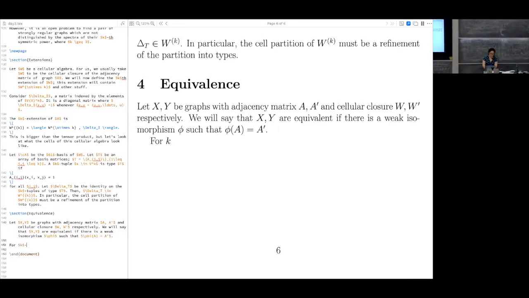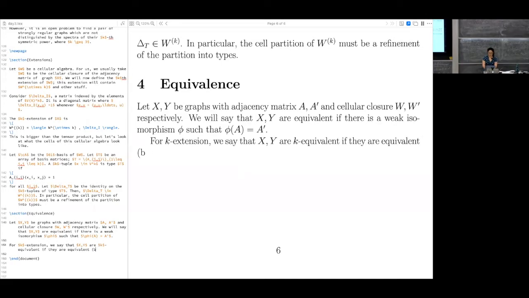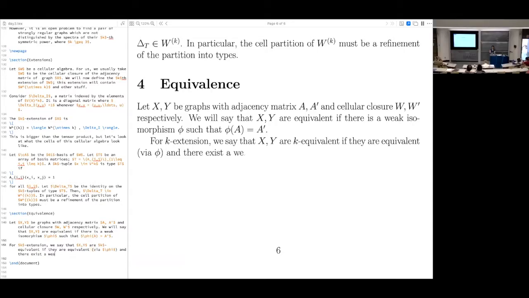And now for K extensions, we say that X and Y are K equivalent if they are equivalent via phi, again, I need the name of the phi, and there exists a weak isomorphism, phi hat, which goes from W prime to the K, sorry, W to the K. Great. Okay, but not just any weak isomorphism. This phi hat, as suggested. Oh, such an ugly hat.